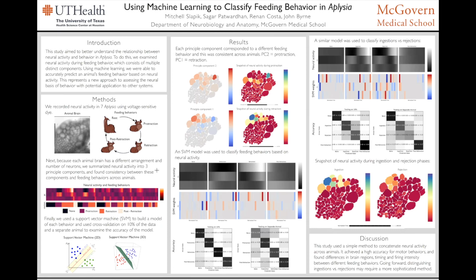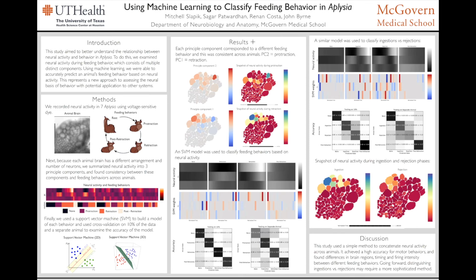So we recorded neural activity from 7 of these animals, and we used PCA to summarize that neural activity into 3 principal components for each animal. Finally, we used machine learning to model those behaviors and try to distinguish them from each other and tell what's different. Specifically, we used a support vector machine.